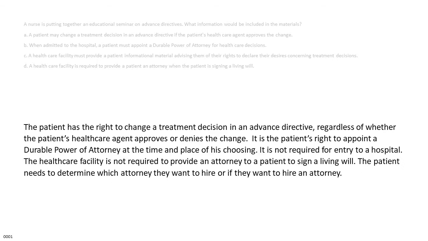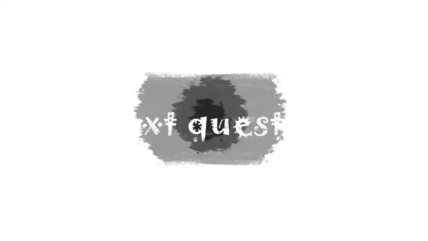The patient has the right to change a treatment decision in an advance directive, regardless of whether the patient's healthcare agent approves or denies the change. It is the patient's right to appoint a durable power of attorney at the time and place of his choosing. It is not required for entry to a hospital. The healthcare facility is not required to provide an attorney to a patient to sign a living will. The patient needs to determine which attorney they want to hire or if they want to hire an attorney.